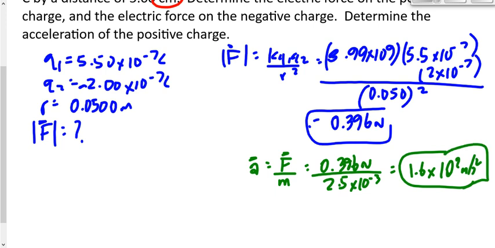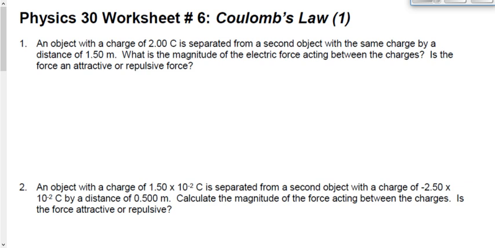Good. Let's go, worksheet number 6, questions 1 to 5.